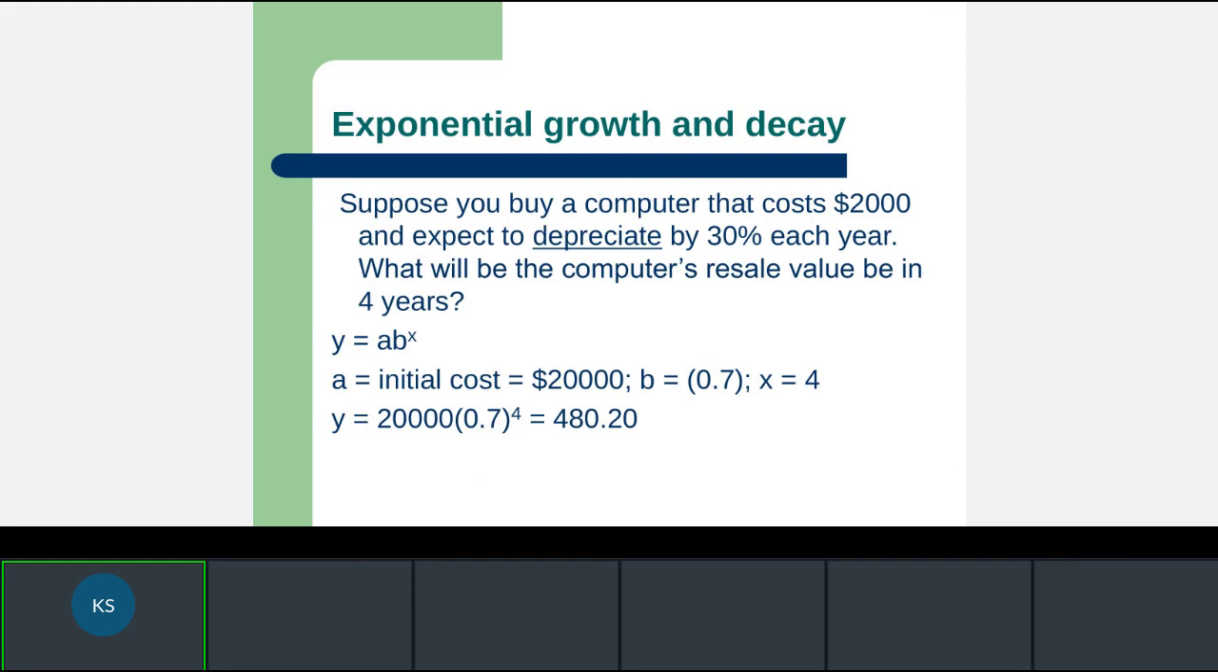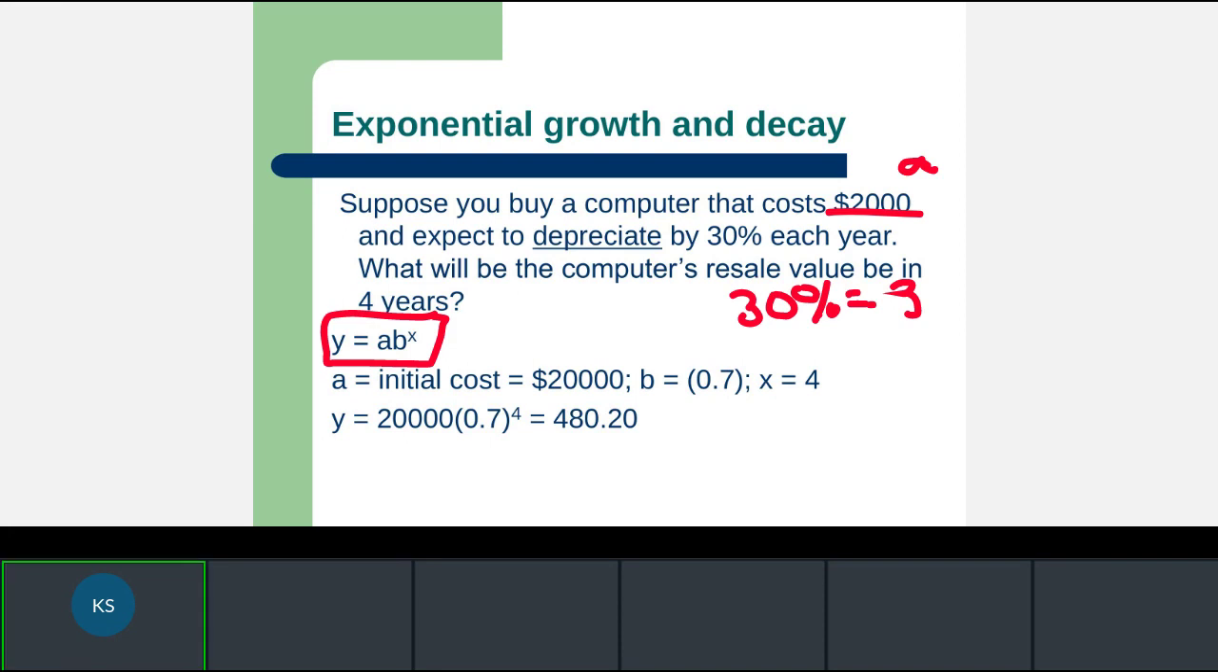Suppose you buy a computer that costs $2,000. That's our A. And expect it to depreciate. That means it's decreasing by 30%. 30% is the same as 0.3. What will the computer's resale value be in 4 years? Now we're not only writing a function, we're going to evaluate.